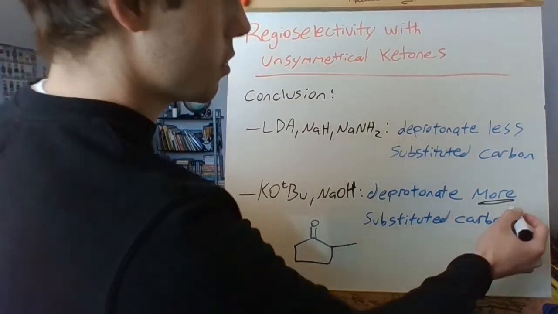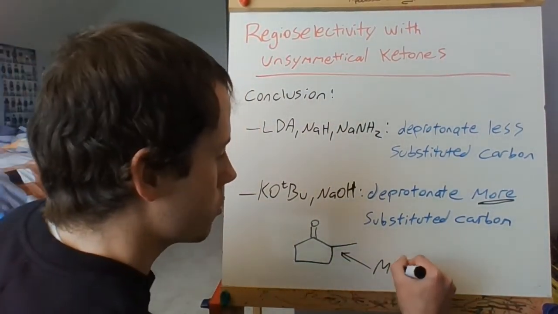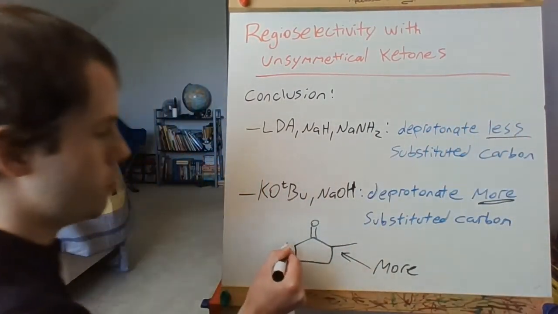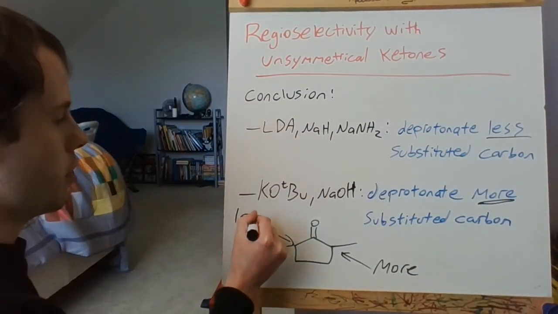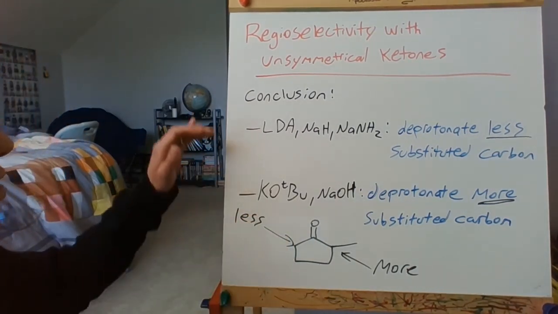What do I mean by this? The more substituted carbon, remember, would be this one here, so more substituted. And then the less substituted carbon would be the one shown over here. And so you can obtain 2 different products depending on which base you use.